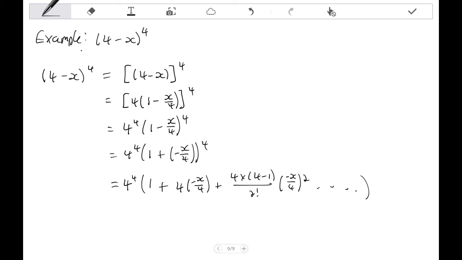Okay, so that's how we expand something that's not quite yet of the form 1 add x to the n. All we have to do is take out this factor here, in this case 4 to the power of 4, and you take that out of the bracket.